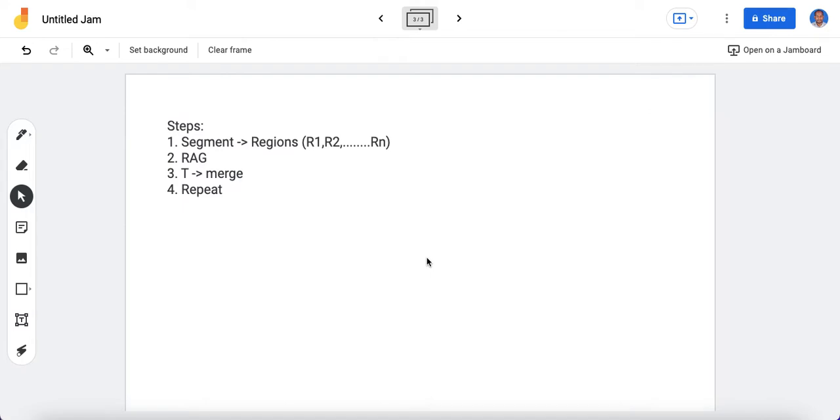So let us also understand this split and merge algorithm with an example. Right?